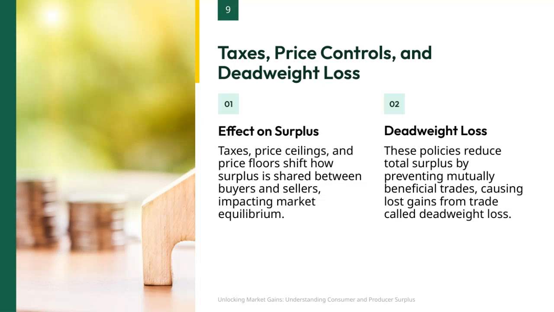Here we see how taxes and price controls affect the market surplus. When taxes, price ceilings, or price floors are introduced, they change the way the surplus is divided between buyers and sellers. This shift disrupts the market equilibrium, meaning that the amount of goods bought and sold is no longer optimal. Now, this leads to something called deadweight loss. Essentially, deadweight loss represents the total surplus lost because these policies prevent trades that would have benefited both parties. So, even though taxes and price controls may be implemented with good intentions, they can cause inefficiencies by reducing the overall gains from trade in the market.